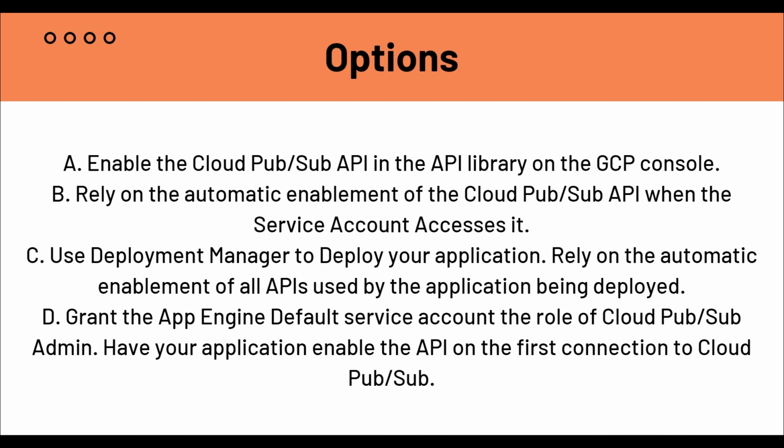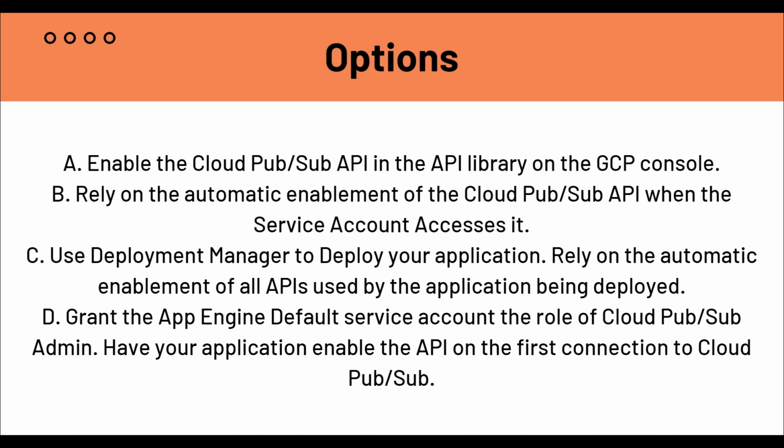Now C, use Deployment Manager to deploy your application. Again, it says rely on the automatic enablement of all the APIs used by the application being deployed. It's telling you to rely on someone again. So it's like relying on your parents, your grandparents, your friends, or your siblings to charge your phone. Why? What if they don't? So you'll go there and charge it yourself. That is why A is the answer. So C is not the answer. It relies on the automatic enablement, so it's relying on the phone to charge itself, obviously.